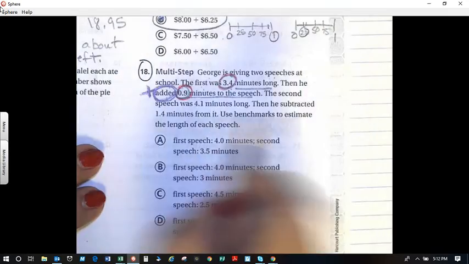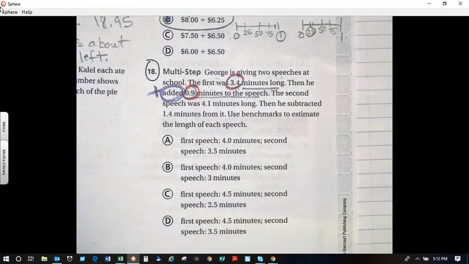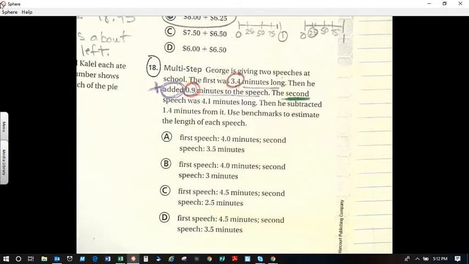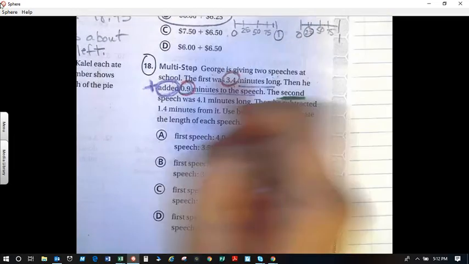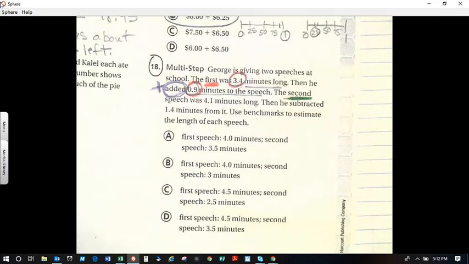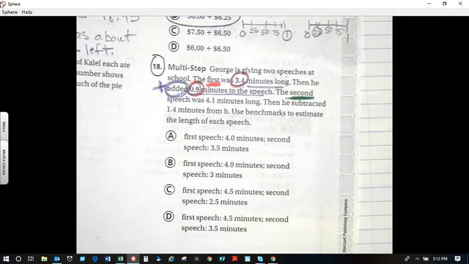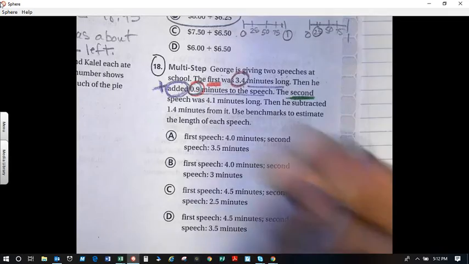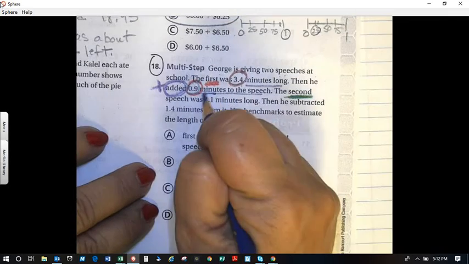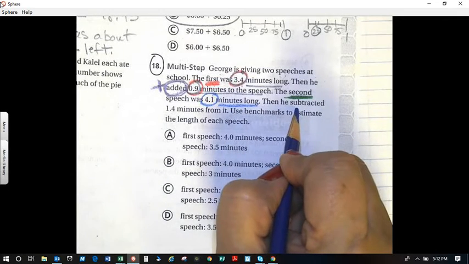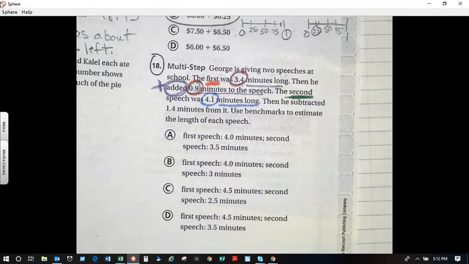Now the second speech, okay, so now I really want to distinguish what I'm doing here. This is the second. This one was the first. So the second speech was, do that in another color, 4 and 1/10 minutes long. Look at what he did. He subtracted. So I want to make sure I get that subtraction sign in, so I pay close attention to what's going on.